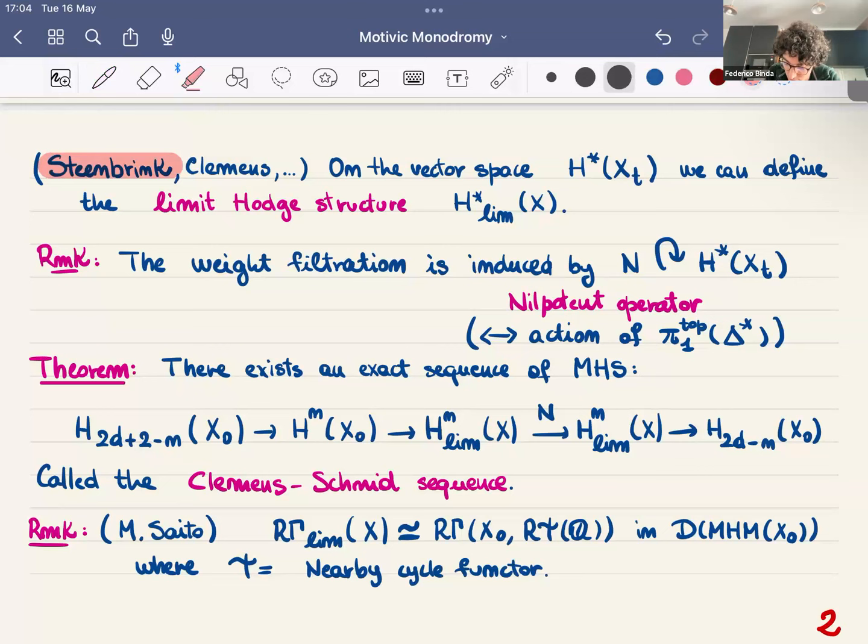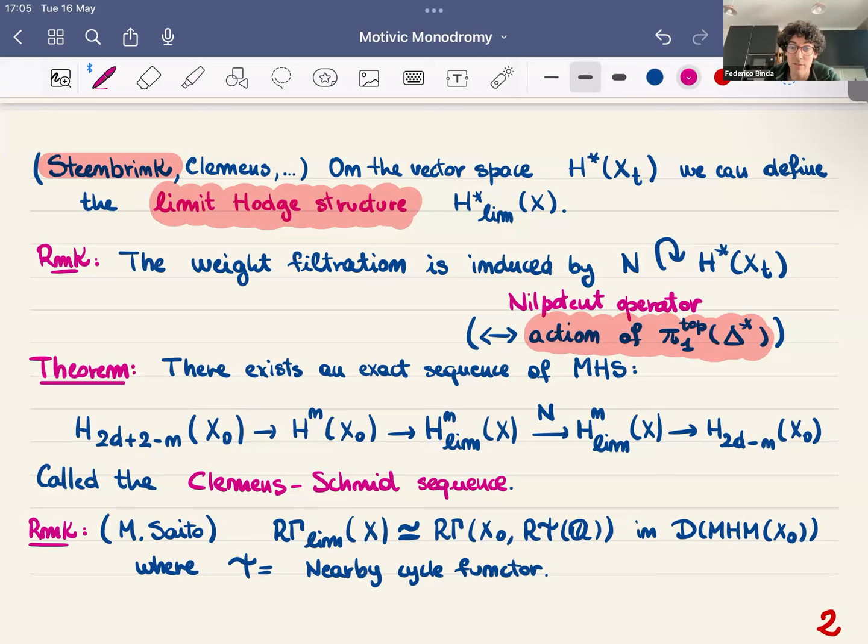The idea is that on the vector space H star Xt, the cohomology of a generic element of our family, we can look at the action of a certain operator, which is given topologically by the fundamental group of our punctured disk. The action of this operator is nilpotent and induces a certain filtration on this Q vector space. And you can declare this filtration to be a weight filtration. So you can actually build a mixed Hodge structure on the underlying vector space H star Xt, where the weight filtration is produced by this action of this nilpotent operator.